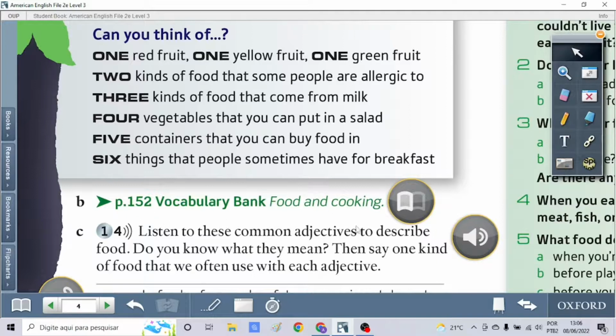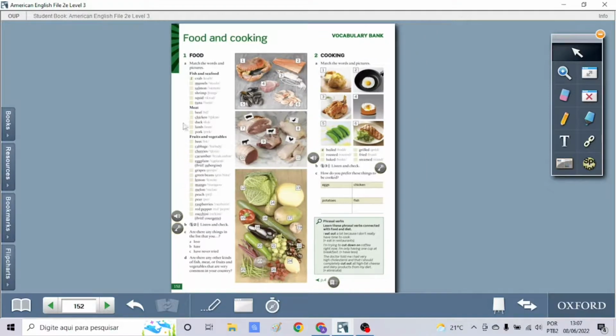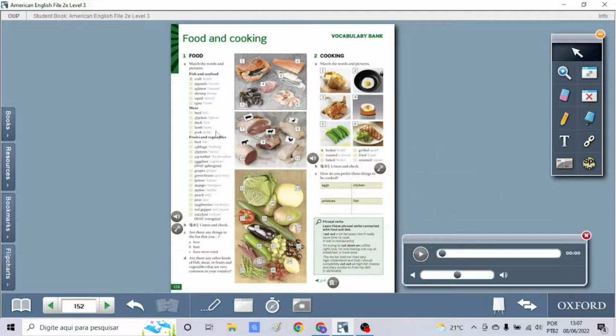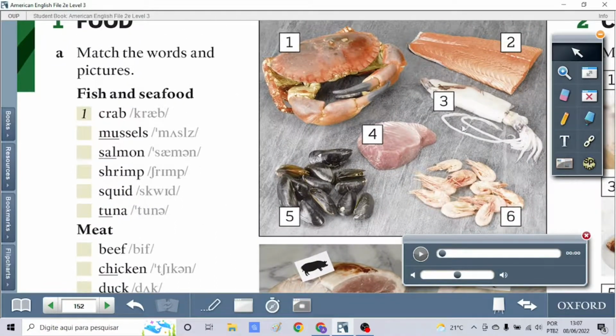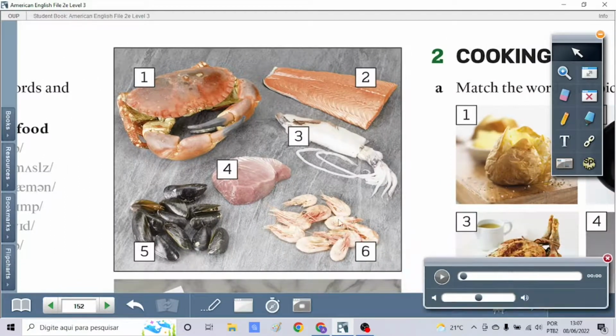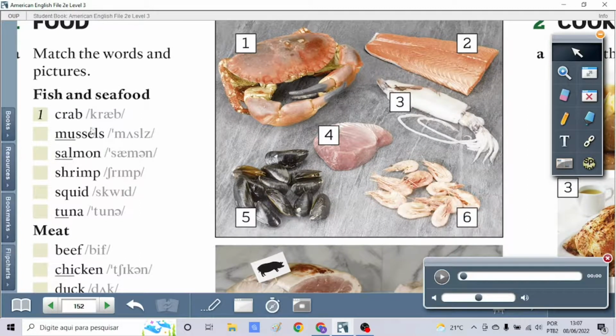All right, now we're going to page 152 so we can learn more food and cooking. So this is the page. First of all, you are going to match the food, the words, and the pictures. Okay, so take a look at picture number 1. Fish and seafood. Let's try to match. Number 1 is crab. Can you do the others? Please pause the video and do it.